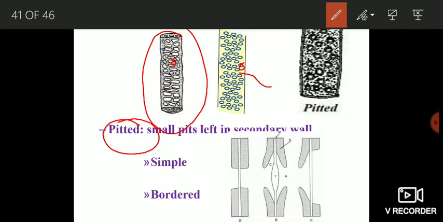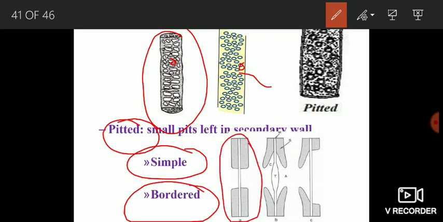Okay. And the pits are of two types. One is known as simple pit and another is known as bordered pit. In simple pits, here you can see in the image, you do not have any overarching of the secondary walls, while in case of the bordered pits, there is overarching of the secondary walls on the pit cavity or pit aperture, you can say. Okay, the secondary walls, they overarch the pit aperture. This is known as bordered pit.